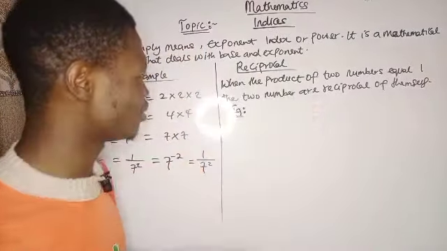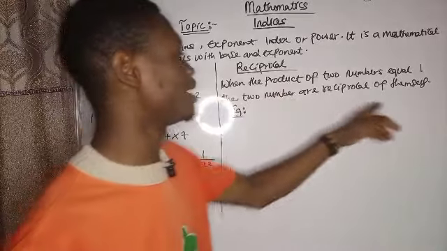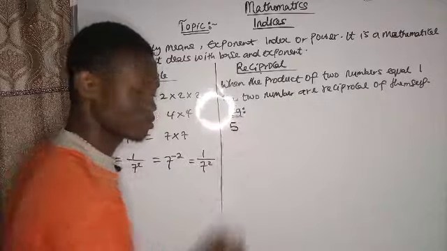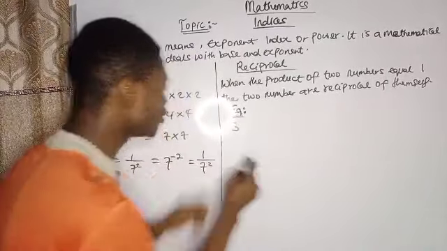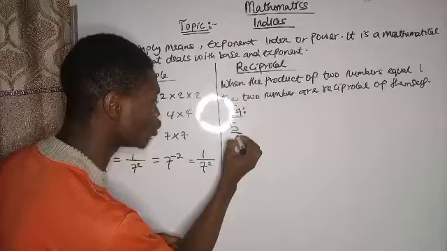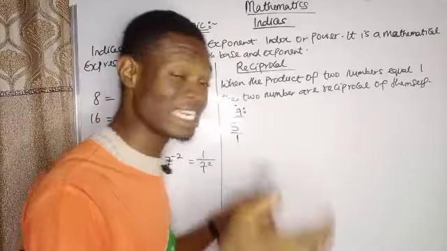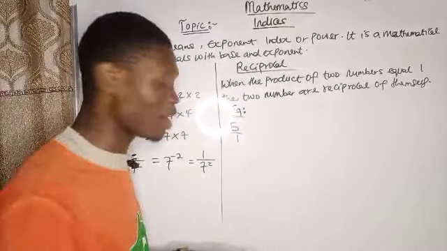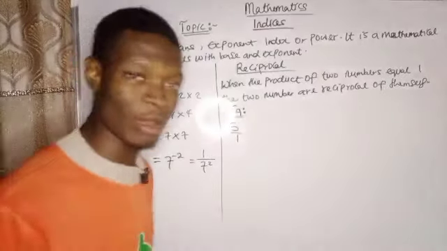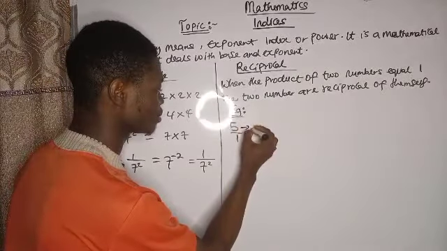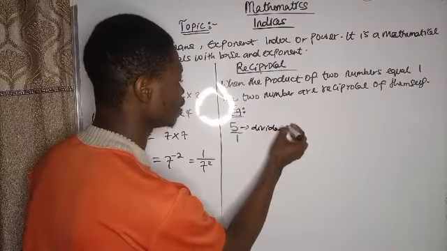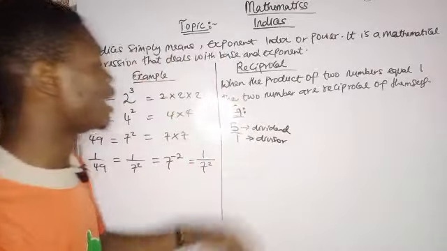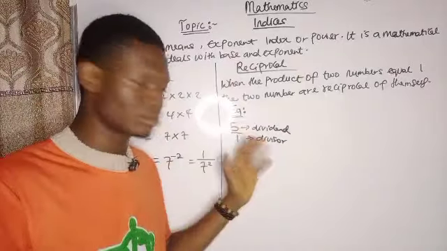Example. Where did I even stop? When the product of two numbers equals 1, the two numbers are reciprocals of themselves. Example. If I have 5, what is the reciprocal of 5? Now, remember that this 5 is 5 over 1. Every number is standing on top of 1, because 1 is an identity. So 5 divided by 1 is 5. Any number divided by 1, this one is the dividend. This one is the divisor.